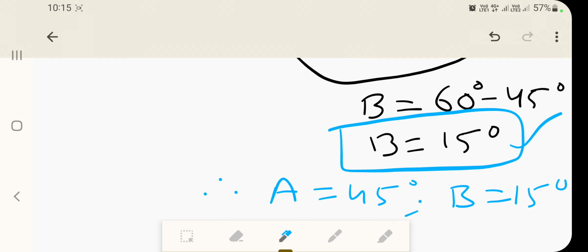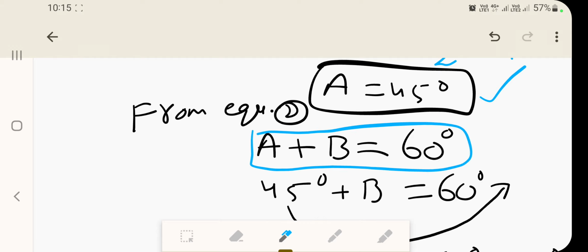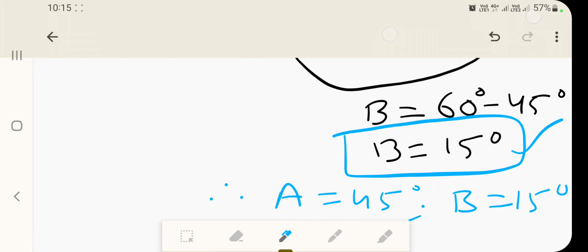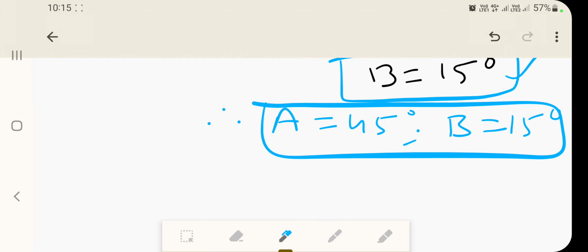To check whether the values we got are correct or not, you can substitute in equation 2 or 1. A plus B is 60: 45 plus 15 is equal to how much? 60. That means what we have done is correct.